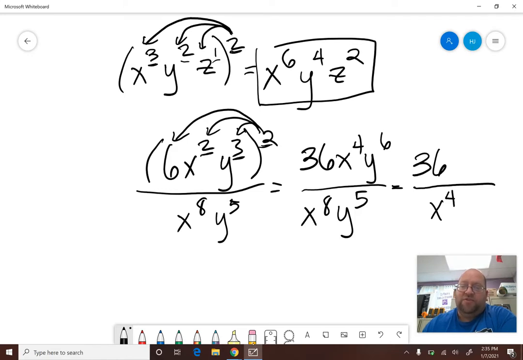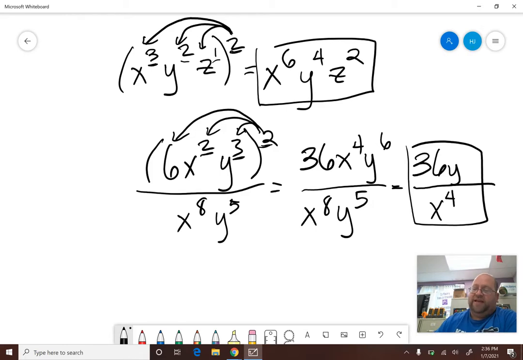Okay, now look at my y terms. I have 6 y's here, and I have 5 y's here. That means I'm going to have how many left? Remember, when I'm dividing exponents, I actually subtract. So 6 minus 5 would leave me with 1 y, but where is that 1 y? Is it on top or is it on bottom? Well, it has to be on top because I have more y's on top than I do on bottom. So that means my answer would be 36y over x to the 4th.